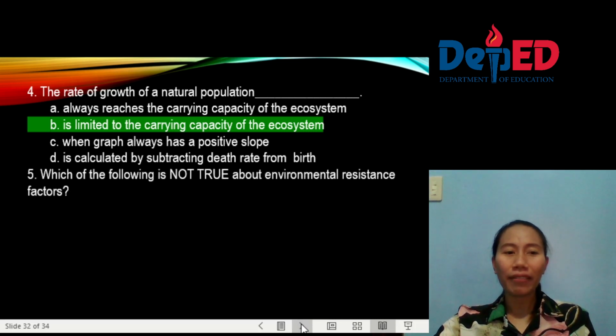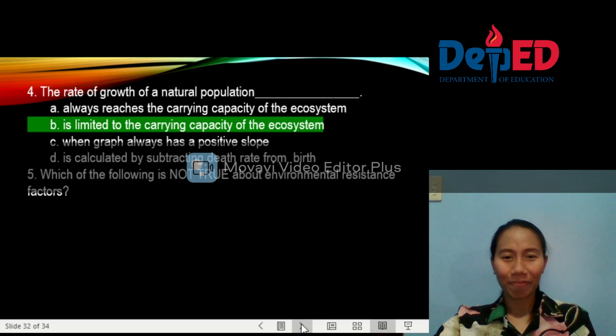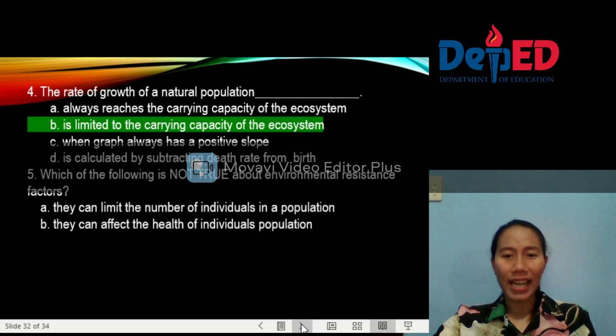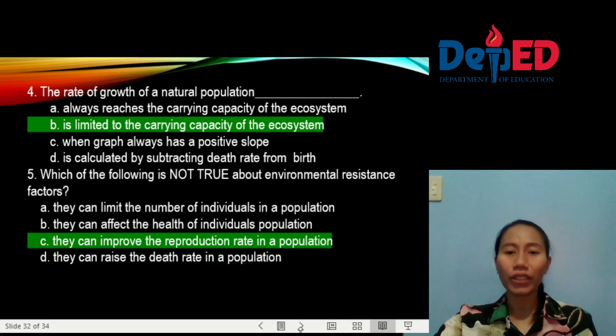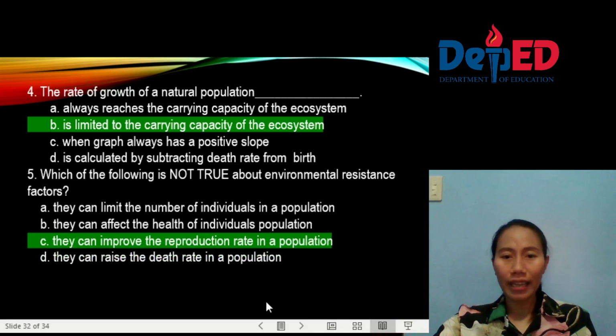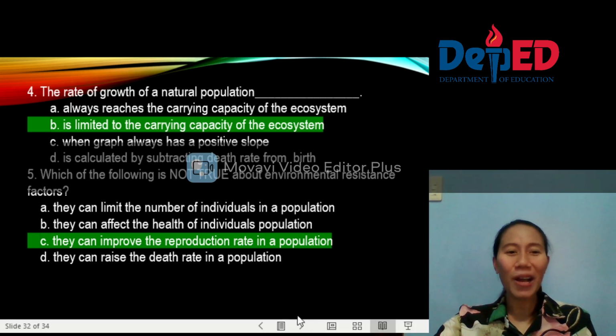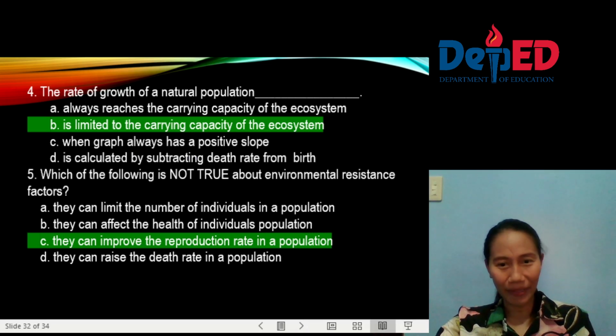So, number 5, last number. Which of the following is not true about environmental resistance factors? The answer is, they can improve the reproduction rate in a population. Of course, that's not true. Environmental resistance cannot improve the reproduction rate in a population. Wow, great job, my dear learners. I hope you get the good answer or the correct answer.